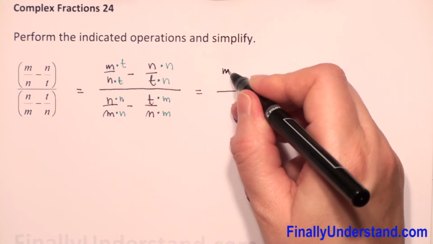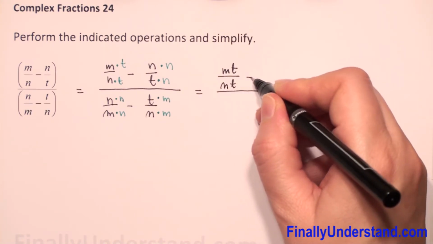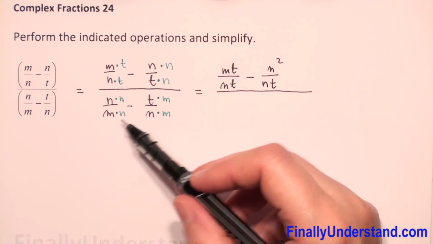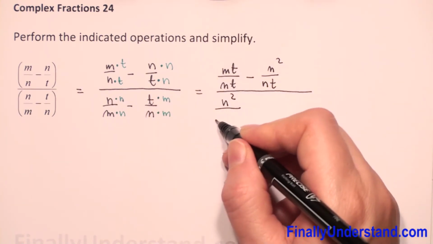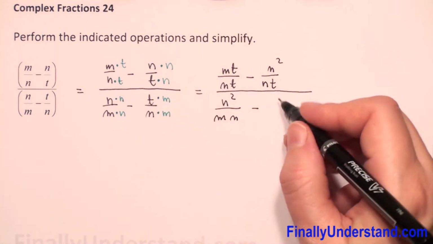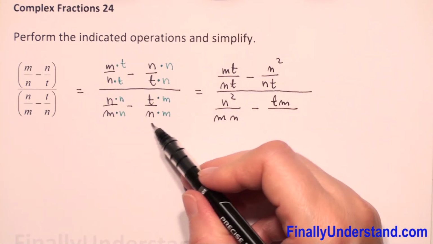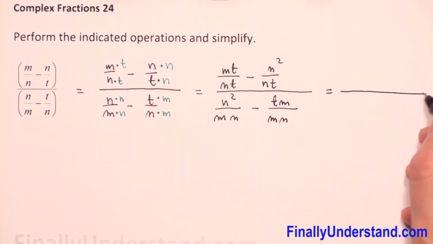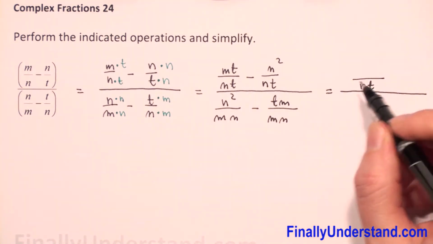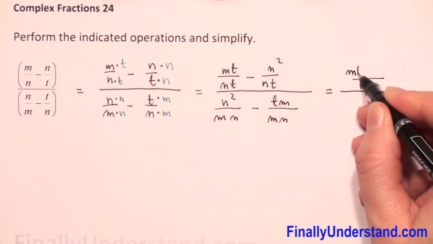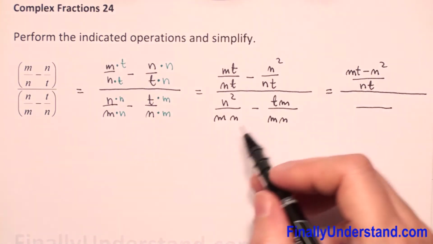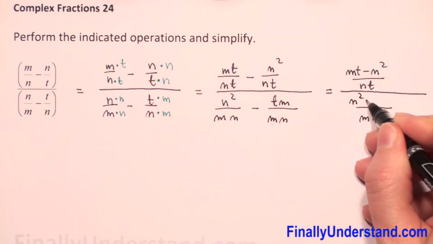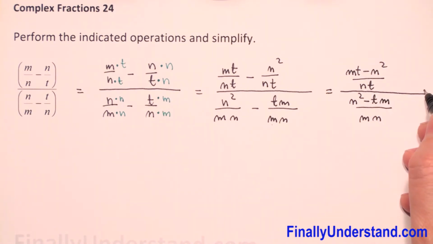m times t is mt over nt, minus n times n is n squared over t times n is nt. And in the denominator we have n times n is n squared over mn, minus t times m is tm over n times m is mn. So this is equal. Now when we have the same denominators, we can copy the denominator and we just subtract numerators, so it will be mt minus n squared over nt, and we copy mn and subtract numerators, n squared minus tm. So this is equal.